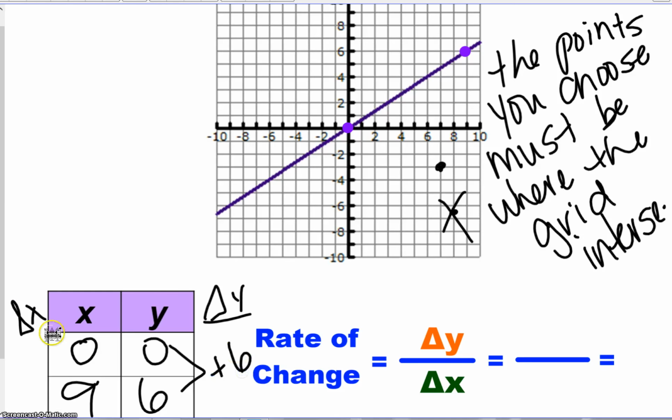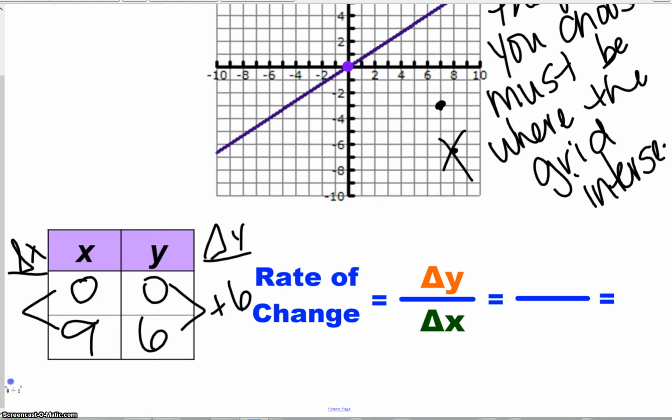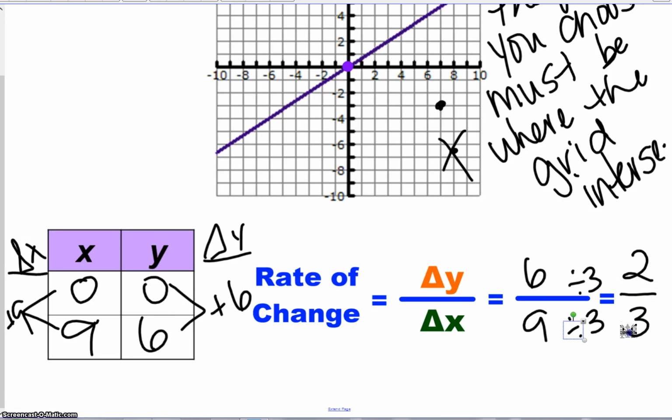Plus 6. How do you get from 0 to 9? Plus 9. So now you stick those points in your equation. And I told you on Friday that if you weren't going to simplify, you'd get the answer wrong. So can this fraction be simplified? And the answer is yes. Both can be divided by 3. So you have 6 divided by 3 is 2, and 9 divided by 3 is 3. So your answer, or your rate of change, is 2/3.